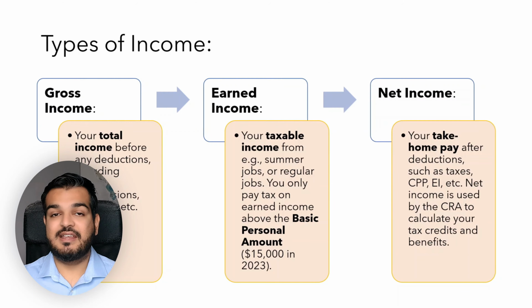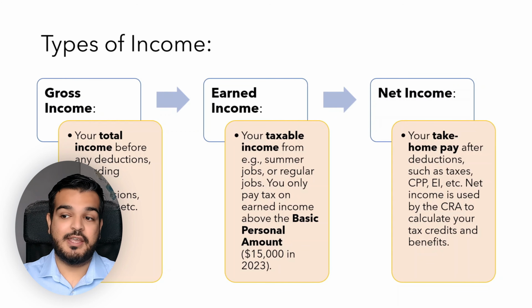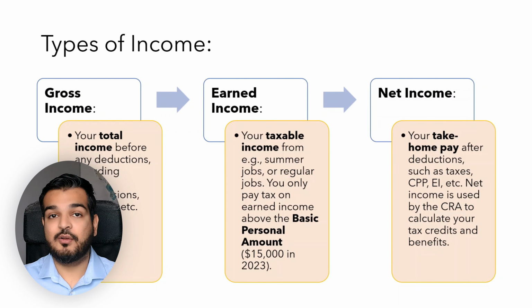The next one is net income. And this is a very important number you need to understand. I like to think of net income as a fishing net. Essentially, this is the money you bring home after all those deductions and credits have swam away. This is also referred to as your take-home pay, which is essentially the money that's deposited into your bank account from your pay stub. Net income is also used by the CRA to determine any tax credits and any benefits you may be entitled to on your tax return.